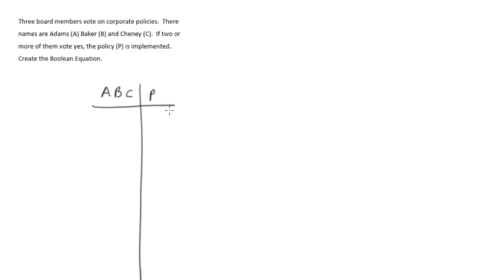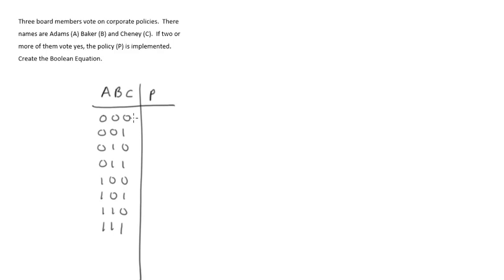Next, we want to create all the possible inputs. So we start at 0 and count in binary, until we get all the way to 7. And then we go back to the story problem and read it again. If two or more of the inputs are true, meaning they voted yes, the policy is true, meaning it was implemented. So let's find all the places where two or more of the variables are voting yes, or where two or more of the variables are true.